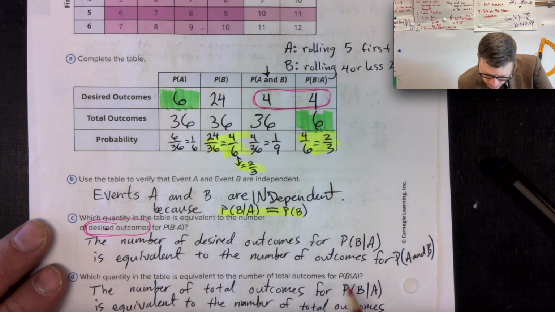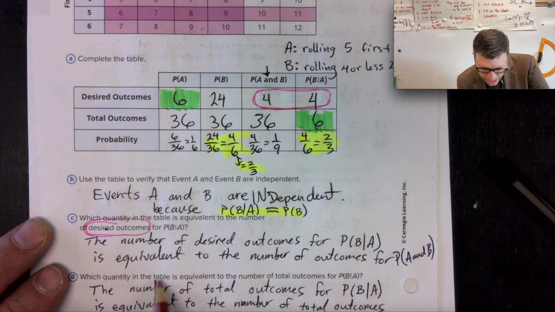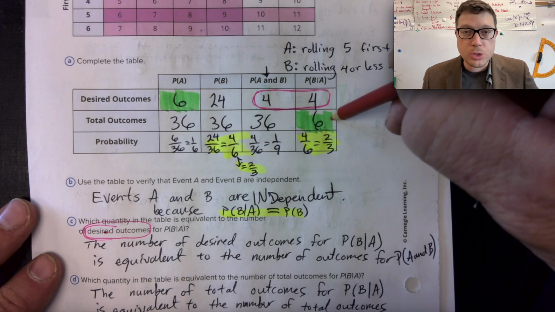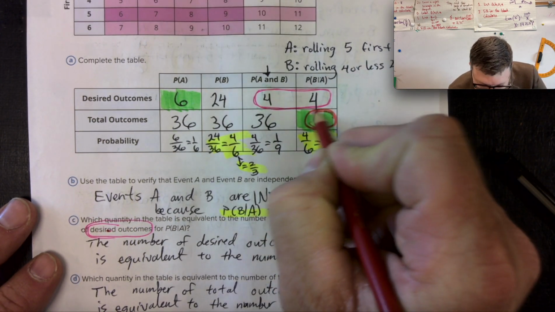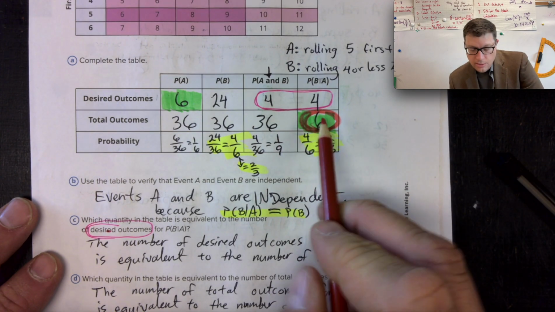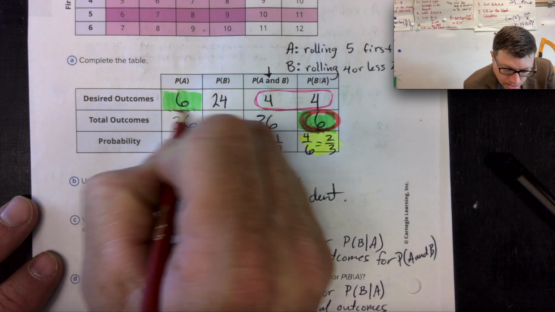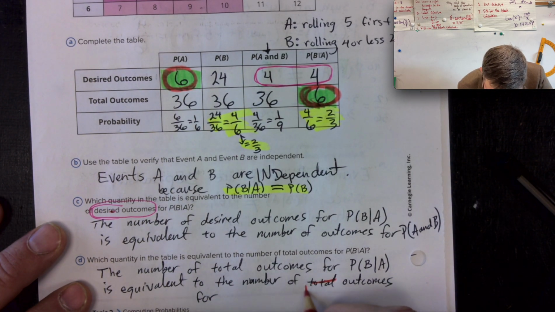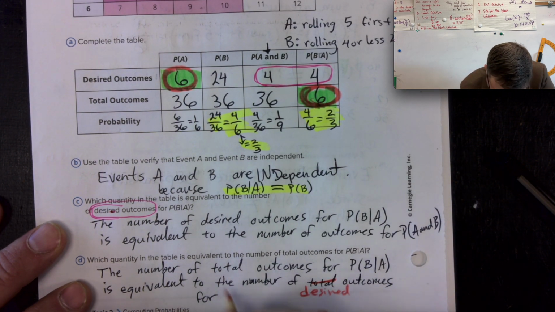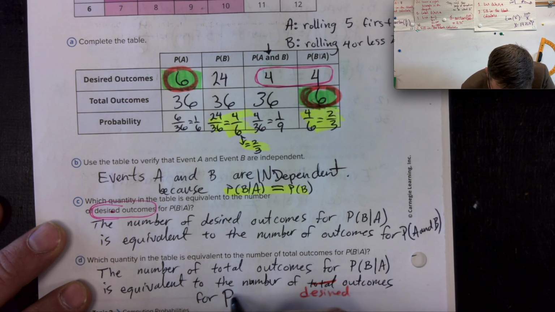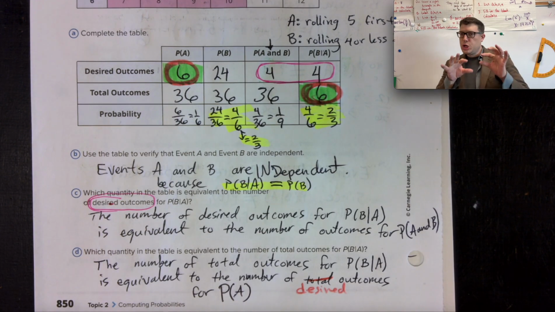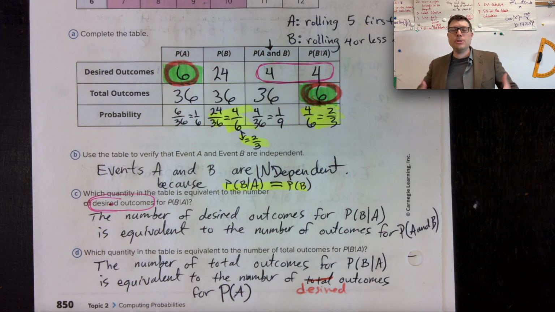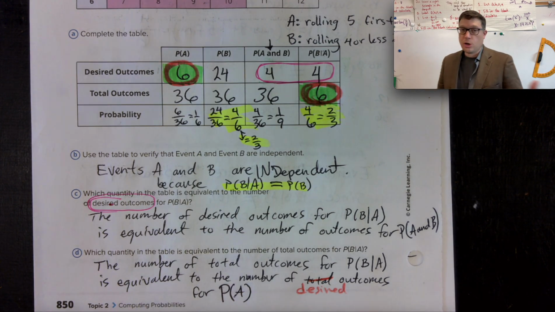So the probability of B given A, which quantity in the table is equivalent to the total number of outcomes? So this is what I highlighted on purpose. I knew this question was coming. The 6, the total outcomes for probability of B given A is the number of desired outcomes. I need to change this one to desired for probability of A. Those two equivalencies, the 4 is here and the 6 is here, are going to pop up in the formula for conditional probability. So stick around, we're going to keep building this.